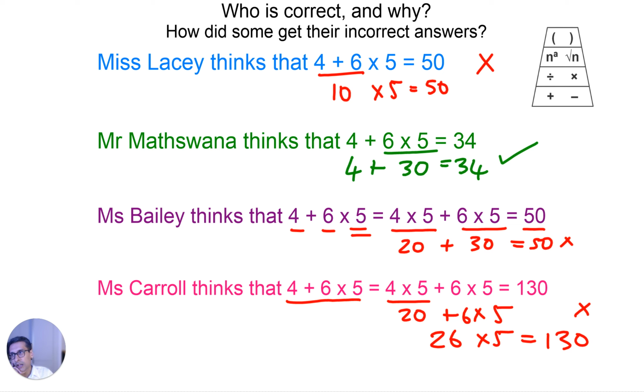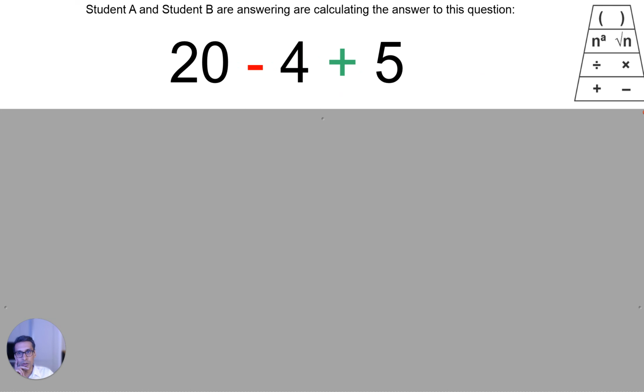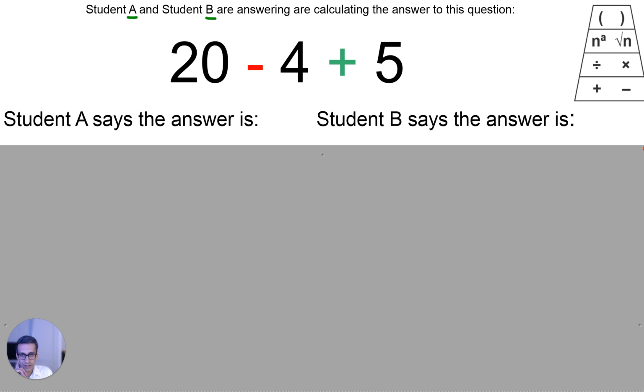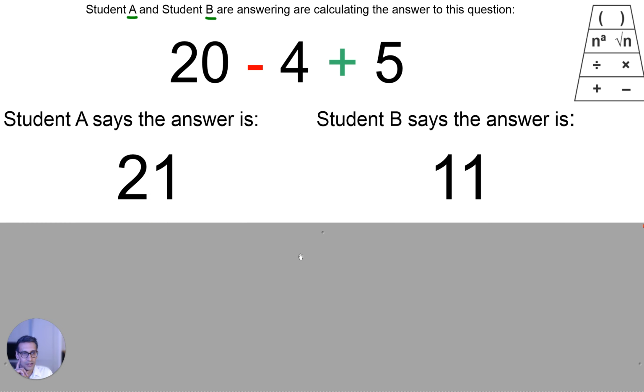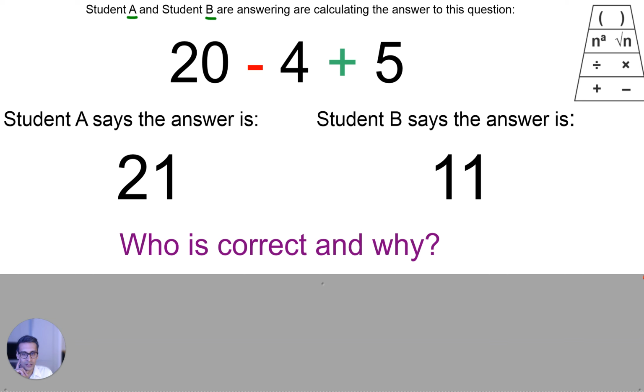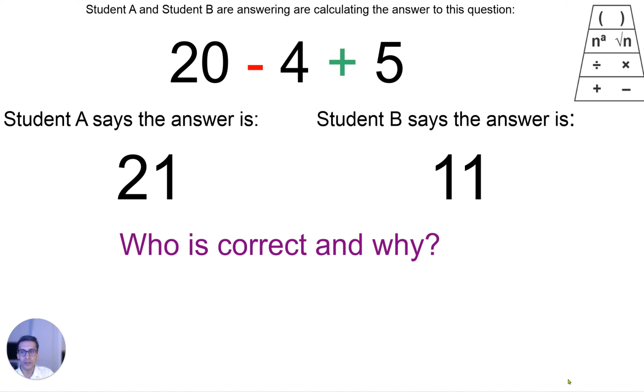You can leave a comment, and we're going to move on to a really crucial example to do with order of operations now. So 2 students, student A and student B, are answering this calculation, 20 minus 4 plus 5. Student A says the answer is 21 and student B says the answer is 11. Who is correct and why? Pause the video, it's very important that you get this bit. So decide who's correct and then start playing the video so I can go through it with you.